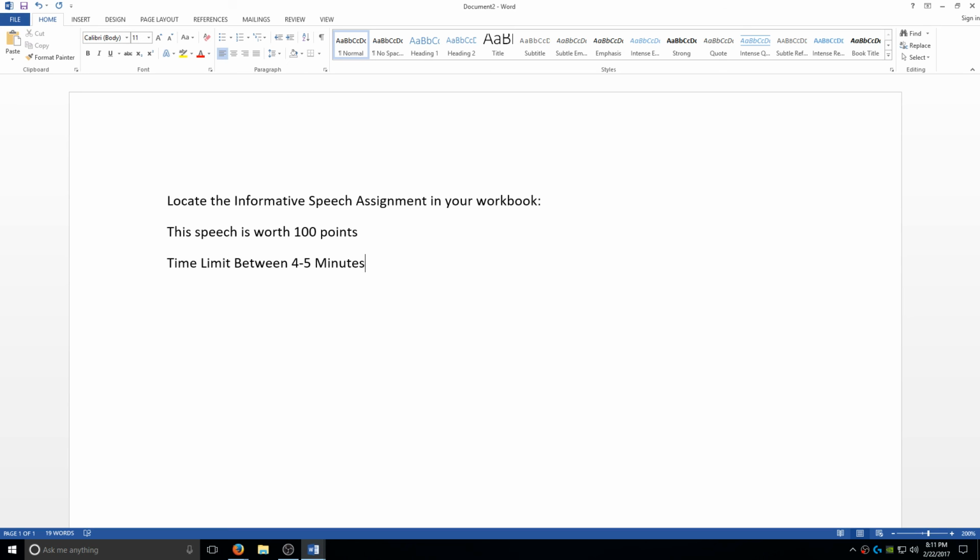Now, the workbook does go over how many points per second, literally, that you go over, how many points are lost. I'm a little more generous in that if you go 5 minutes and 5 seconds, I'm not going to follow that scale necessarily. I'm just going to accept that it took some time for you to fiddle with the camera and turn it off at the conclusion of your speech.